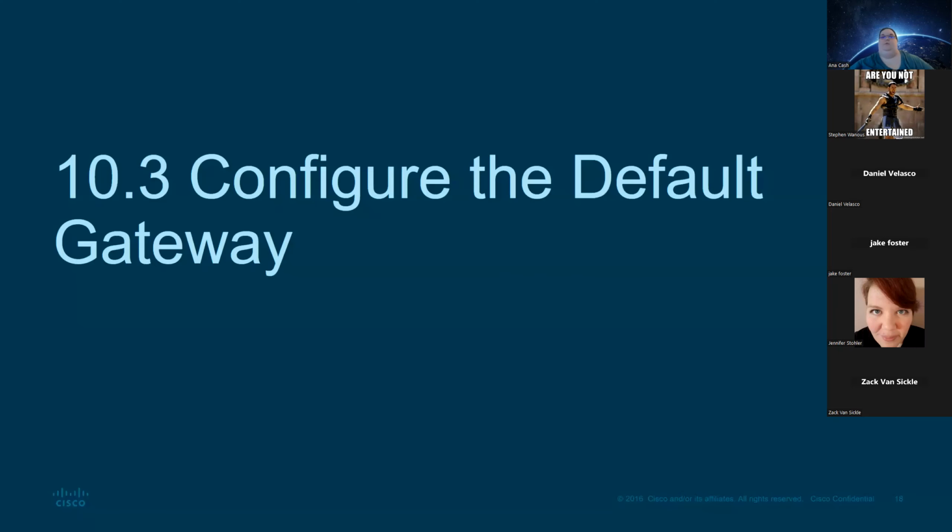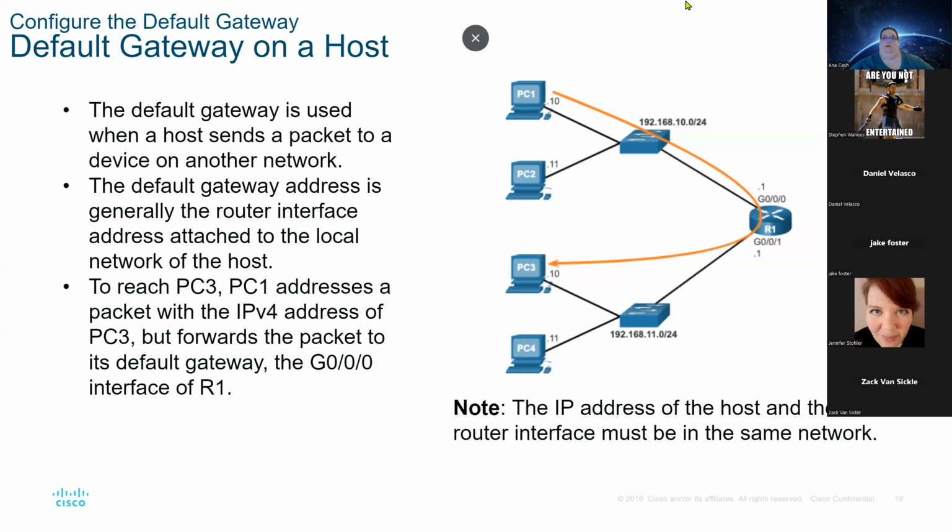All right, next we're on to configure default gateway. The default gateway is used when a host sends a packet to a device on another network. Default gateway address is generally the router interface address attached to the local network of the host. To reach PC3, PC1 addresses a packet with the IPv4 address of PC3, but forwards the packet to the default gateway, the G0/0/0 interface on R1. And you can see in that it's got the loop from PC1, hits the router, PC3.